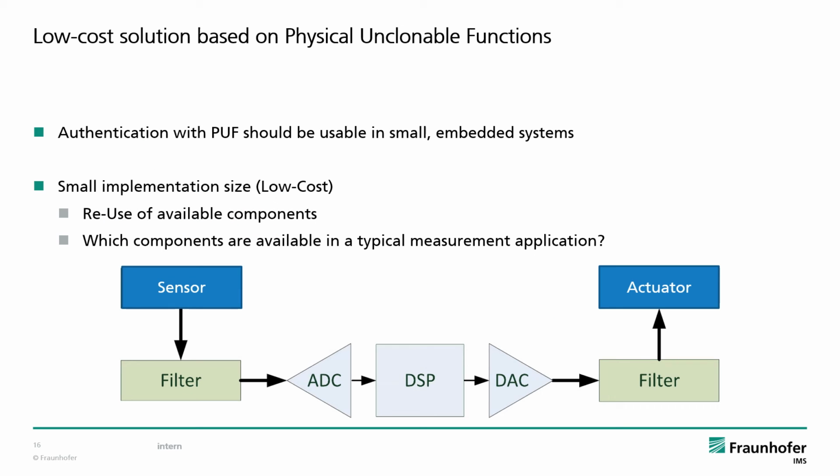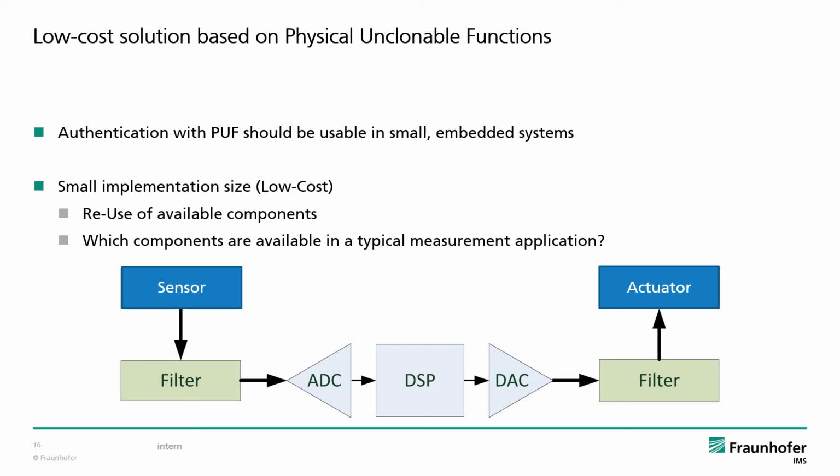As said before, we want to perform authentication in small embedded systems with the help of PUF. These systems are usually designed with low-cost devices, and therefore the overhead for the PUF should have a small implementation size. The idea now is to take components which are already present in the integrated circuit and reuse them for the PUF application. We're considering a typical measurement application where you have some sensor and actuator, but also analog and digital signal processing. Between the analog and the digital world, we always use some kind of analog to digital or digital to analog converters.